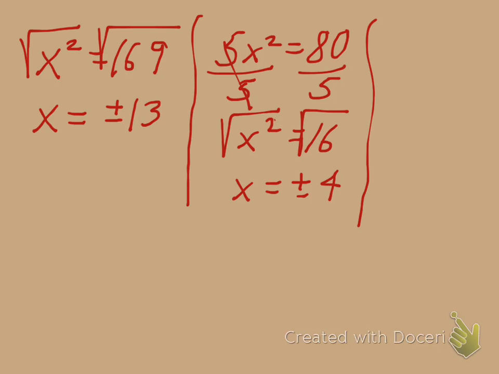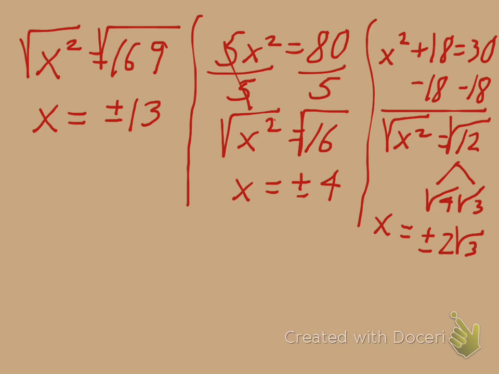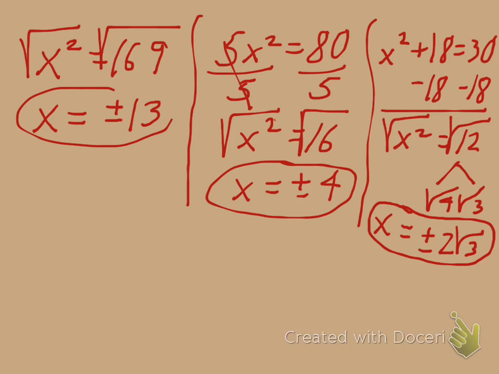So here's a situation where we don't have anything squared other than the x. X squared plus 18 is equal to 30. So if we took 18 away from both sides, we would have x squared is equal to 12. Now I have to take the square root of both sides. So the square root of x squared is x, but the square root of 12, remember, breaks down into the square root of 4 and the square root of 3. So x is going to be equal to plus and minus. The square root of 4 is 2. The square root of 3, we don't know. So these are our three solutions.